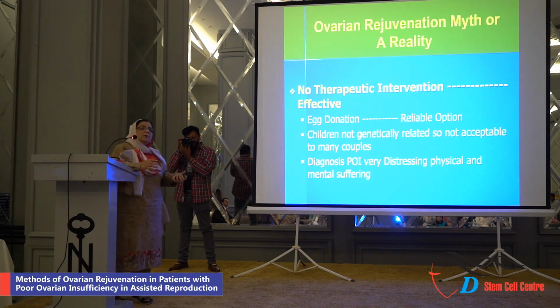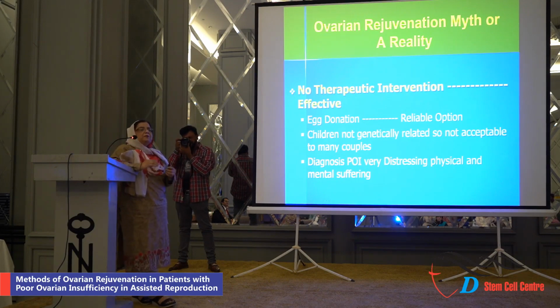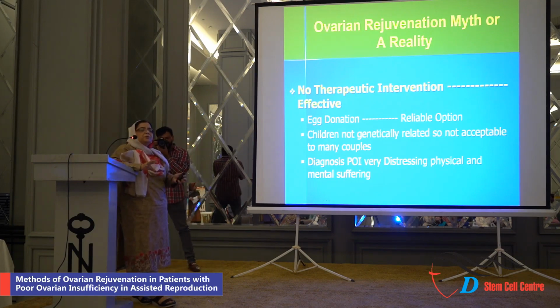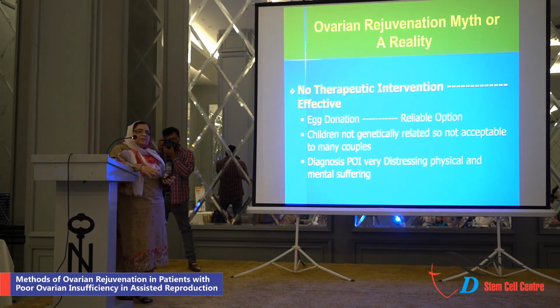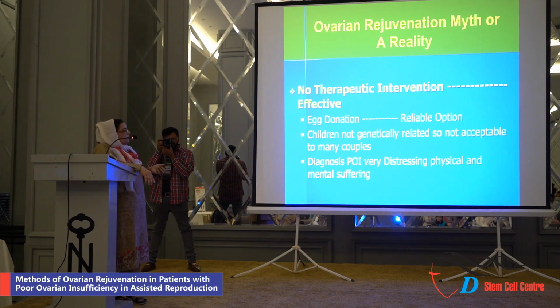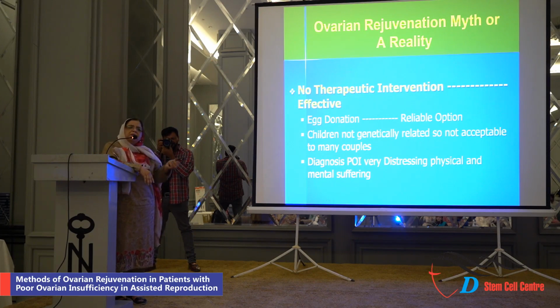So what are the options? Till now we are talking about PRP and stem cells. There were no options, only egg donation was the option. But for most of the patients this is not acceptable because they are not capable of producing genetic children. So it is very distressing to diagnose, when the woman is less than 40, that her ovaries have already stopped functioning. It's very distressing. So what are the options?